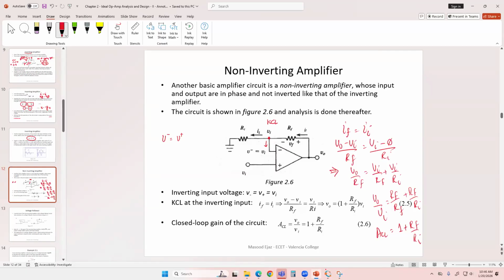So the closed loop gain of the non-inverting amplifier is 1 plus Rf over Ri. Observe, there is no negative sign. That means the input and the output will be amplified, but they will not have any phase difference between the two of them. Phase will be the same.